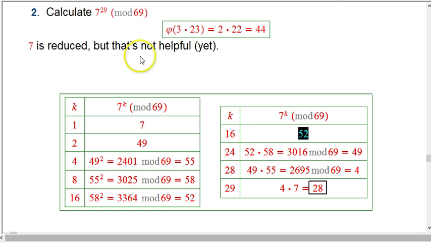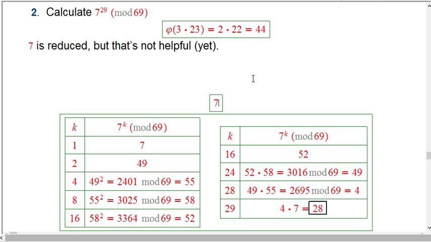Okay, now I'm going to get closer and closer to 29. Let's see, can I add in an 8 to that? Absolutely. Okay, 24 is 16 plus 8. And so what I'm getting here, let me go ahead and make sure that this is clear. I'm using the fact that 7 to the 24th is 7 to the 16 times 7 to the 8th.